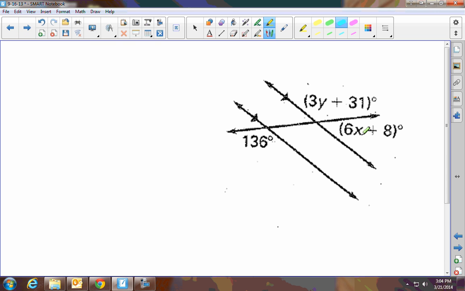Again, I see y and x here. I know these two angles that are adjacent and form this straight line are going to equal 180. However, I don't like mixing y's and x's. It's tough to solve for one variable when you have two. So let's use this 36 over here. We know that this angle and this angle are alternate exterior angles. So we know that 136 has to equal 3y plus 31.